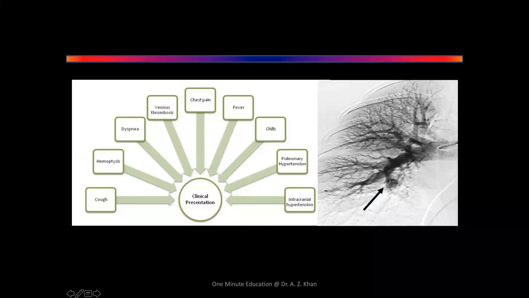Okay, you may or may not know this. What you're seeing here is multiple pulmonary artery aneurysms. This is for the thoracic boys. Multiple pulmonary artery aneurysms and everything on the side. Cough, hemoptysis, dyspnea, venous thrombosis, chest pain, fever, chills, pulmonary hypertension, intracranial hypertension is a clinical presentation. But for you in the exam, if I put up a CT scan with more than one pulmonary artery aneurysm, what does it mean? Multiple pulmonary artery aneurysms. Classical. Yes, sir.